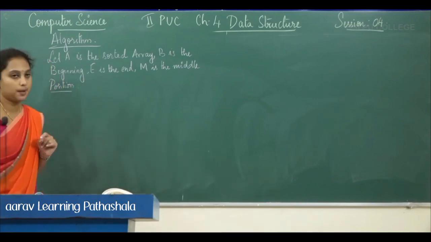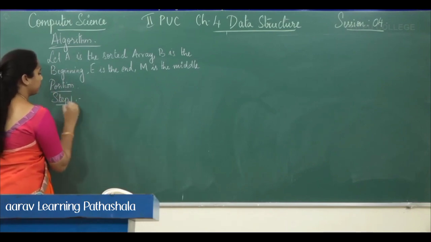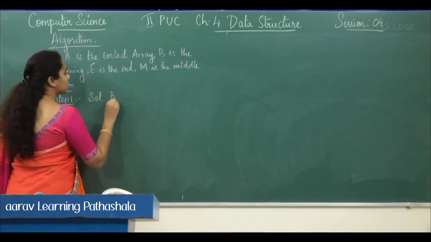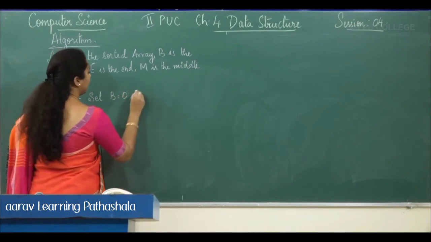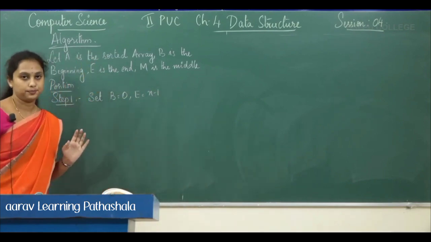So what is the first step? The first step, we have to set B as 0 and E as n minus 1.